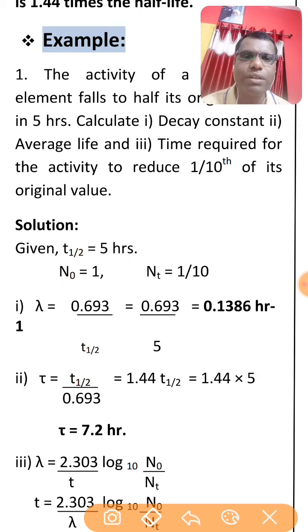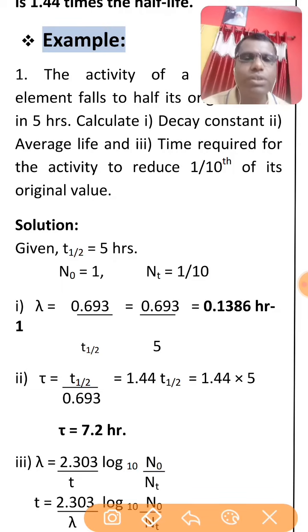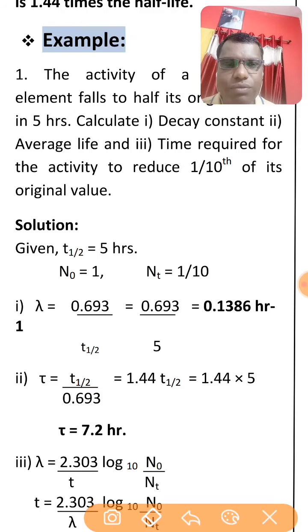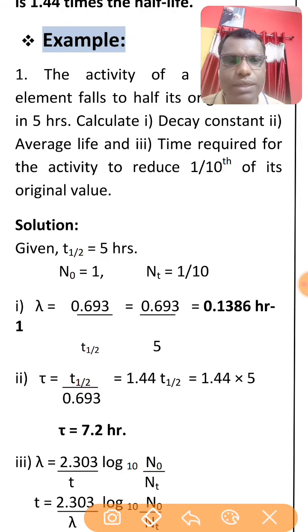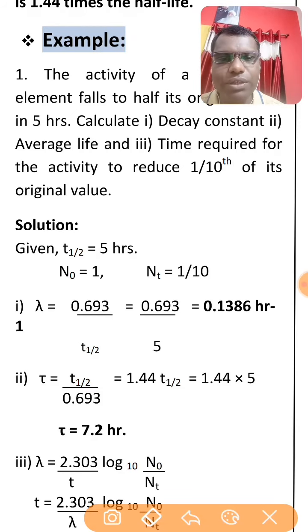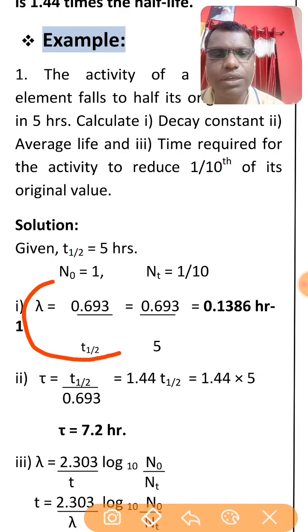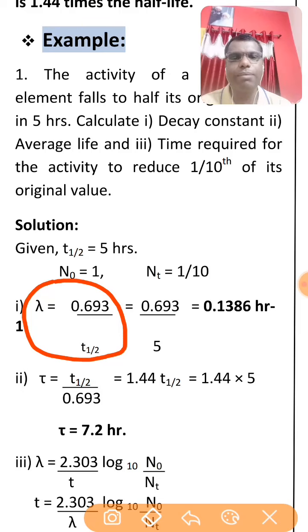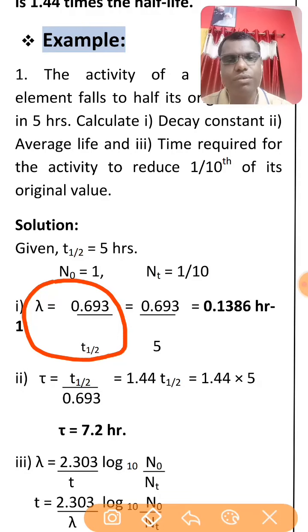But here definitely n0 and nt are not given, only their relation is given, that is the half-life period, and time is also not given here. Instead of time, we have t1 by 2, the half-life period. So that's why we are going to use the equation lambda is equal to 0.693 divided by the half-life period t1 by 2, and that is equal to 5 hours.